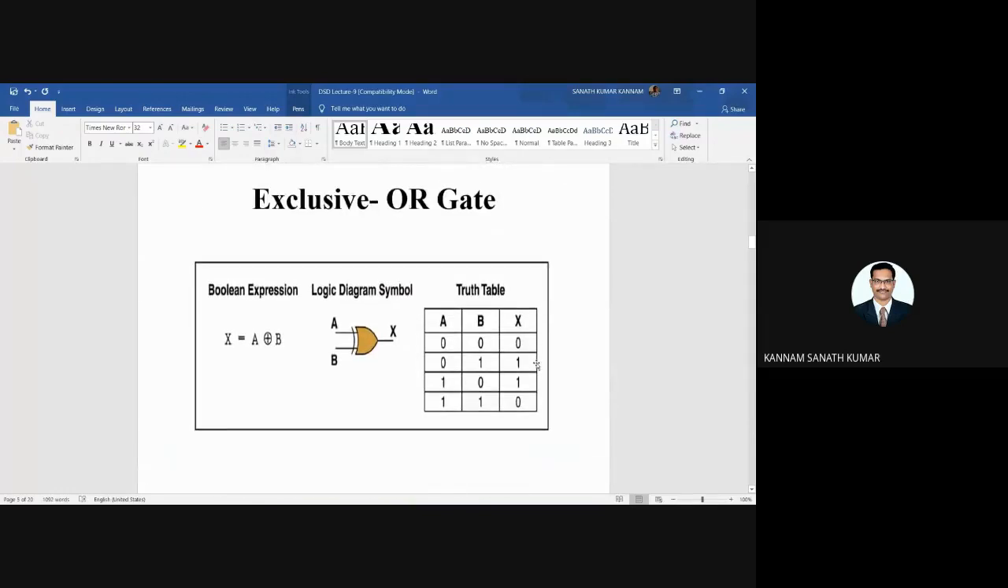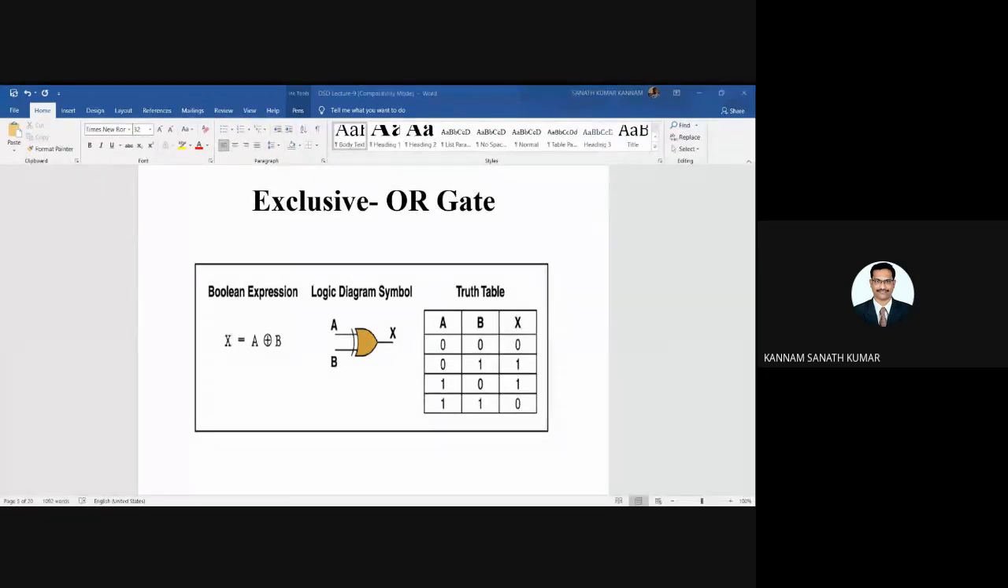And one more thing, exclusive NOR gate is there. Exclusive NOR means what? Just the opposite of the exclusive OR gate. Okay. So if you see exclusive NOR gate, it's not there. One second.